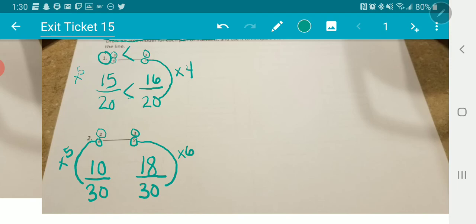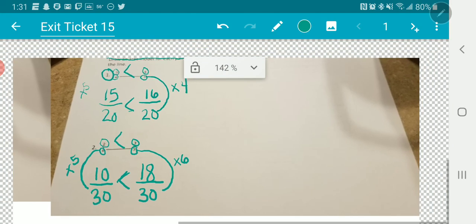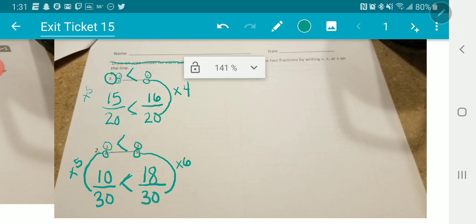Now that we have two common denominators, we can compare these fractions, and 18 over 30 is much bigger. So we're going to put our less than sign there. And then also we need to put it up on our line. Okay, so if you have any corrections, you can pause the video and make any corrections to this. This was the answer for those two problems you were going to complete independently.